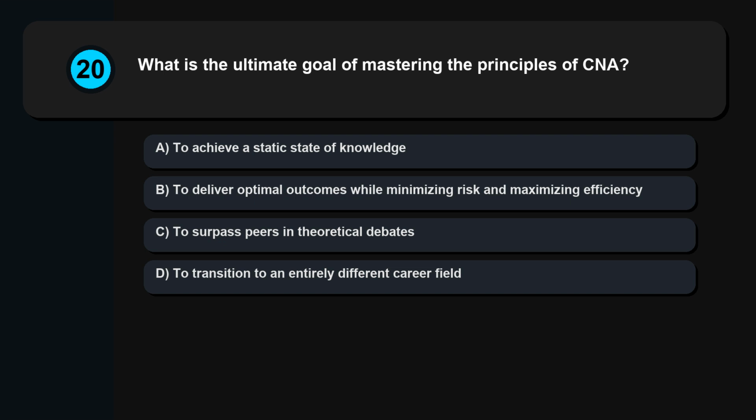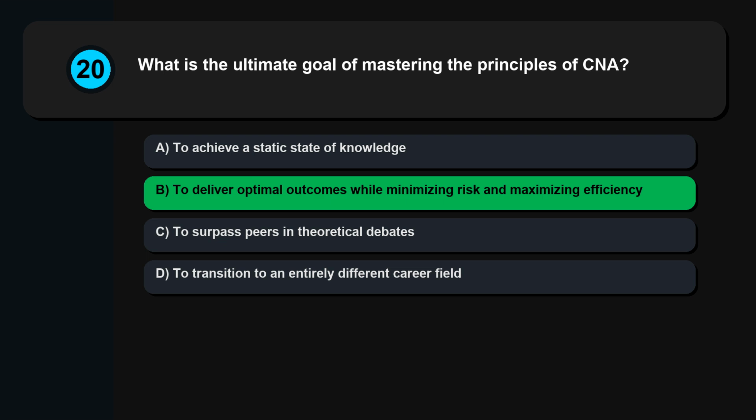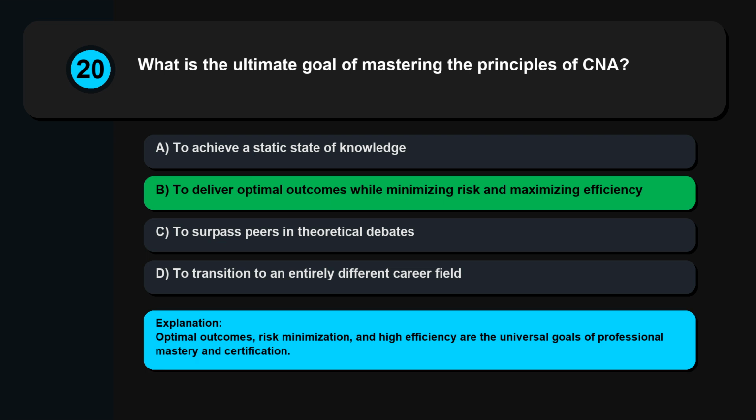Question 20. What is the ultimate goal of mastering the principles of CNA? To achieve a static state of knowledge, to deliver optimal outcomes while minimizing risk and maximizing efficiency, to surpass peers in theoretical debates, to transition to an entirely different career field. Optimal outcomes, risk minimization, and high efficiency are the universal goals of professional mastery and certification.